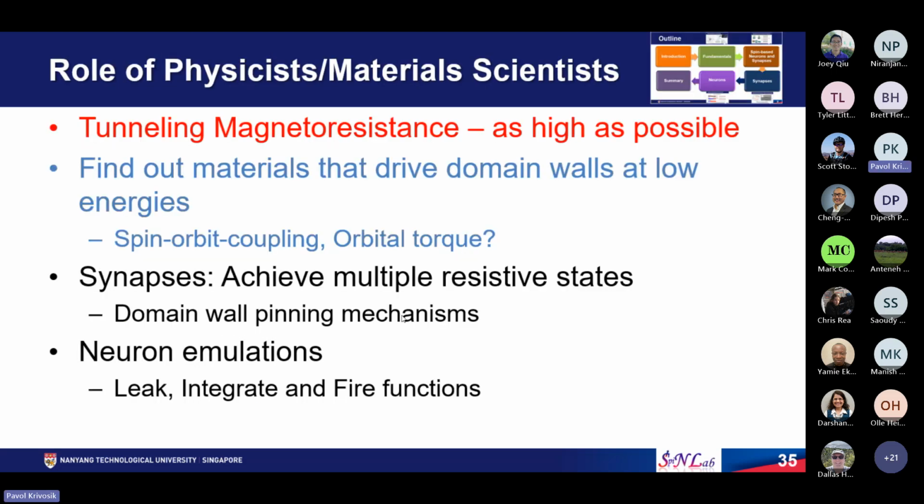So with that introduction, we can understand what we can do as physicists or material scientists. We can try to increase the tunneling magnetoresistance as high as possible, but we have no clear idea how to do this one. We can also come up with mechanisms or materials that can move domain walls at low energies. Currently we are looking at spin-orbit coupling, which is considered to be the most energy efficient, but we are also looking for new ways to move the domain wall. For example, orbital torque has been pitched in recently as an energy efficient way to move the domain wall. So we are also considering this.